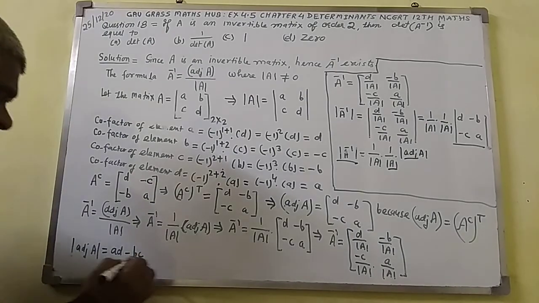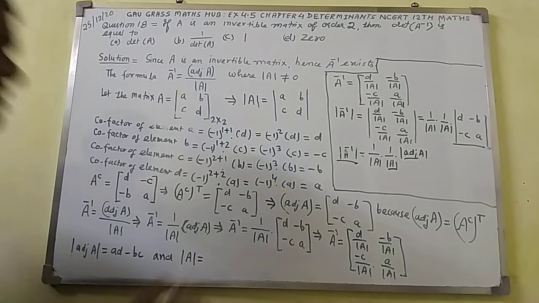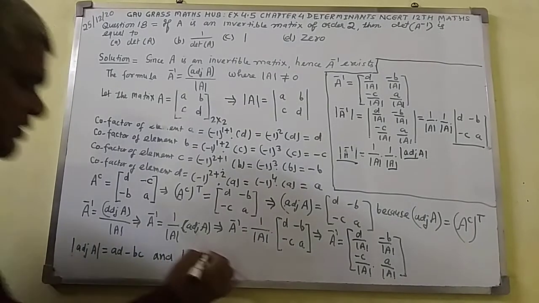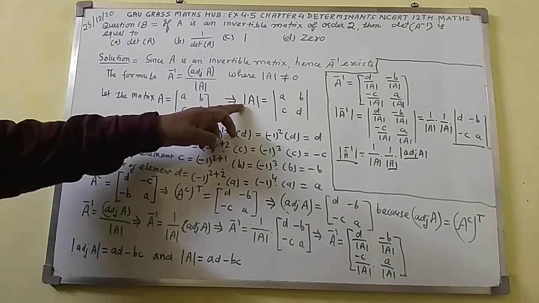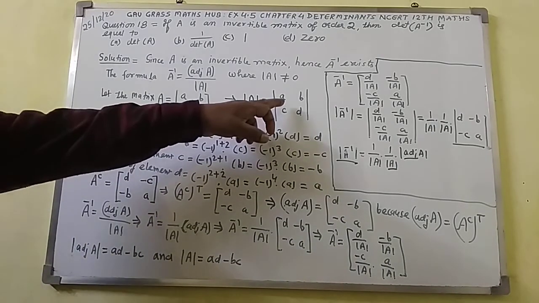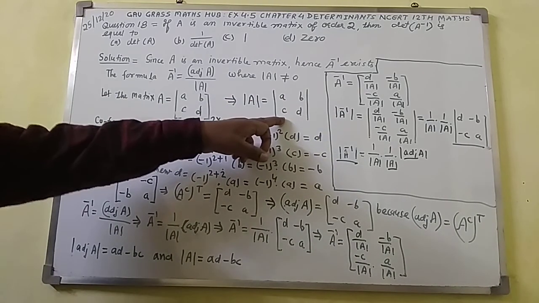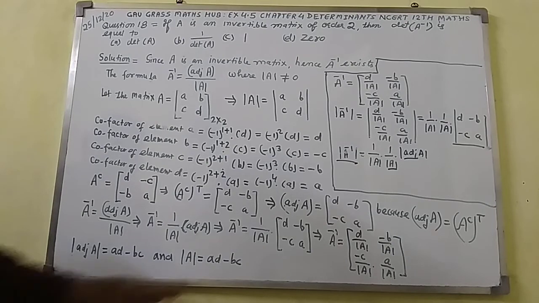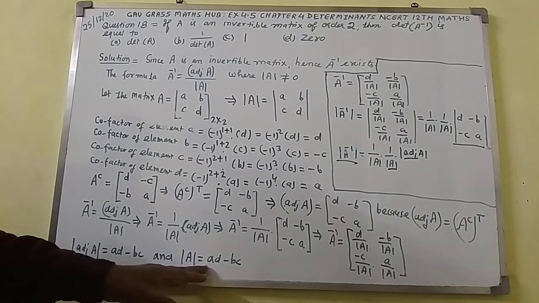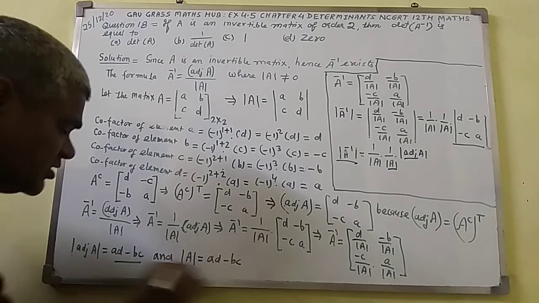And also determinant of matrix A you have got here: ad minus bc. Because determinant of matrix A is equal to the elements of the principal diagonal, ad, multiplied together, minus the elements of the reverse diagonal, bc, multiplied together. So determinant of matrix A equals ad minus bc, and determinant of adjoint A is also ad minus bc. Both things are equal here.